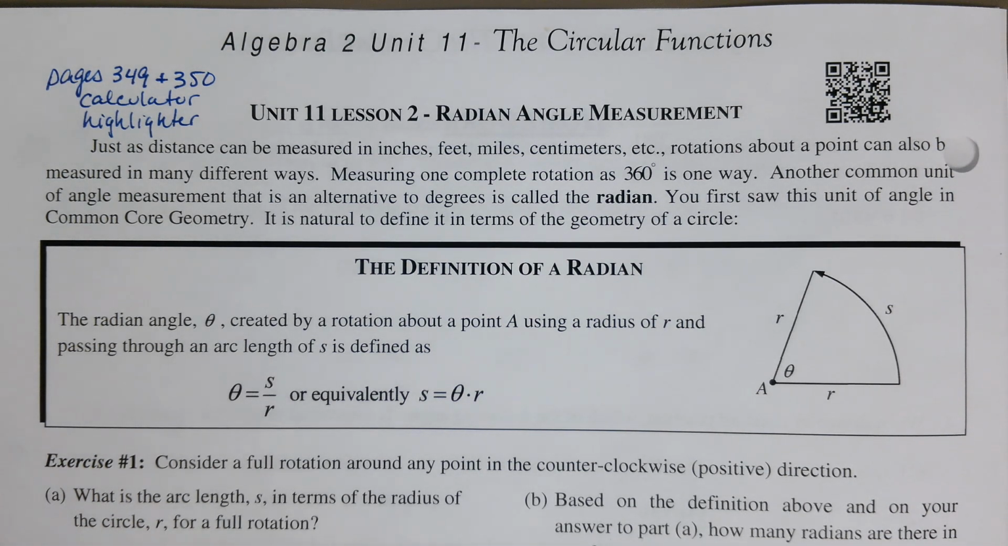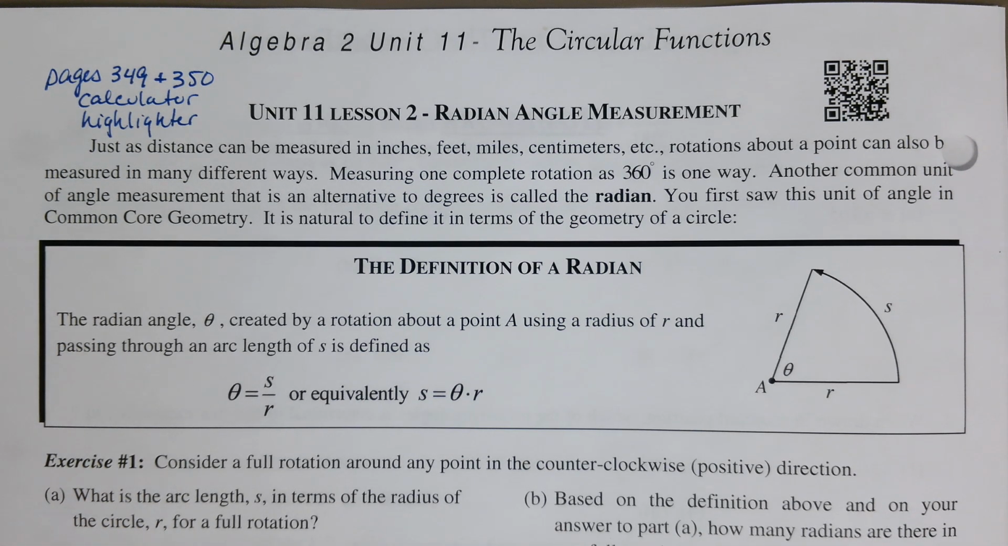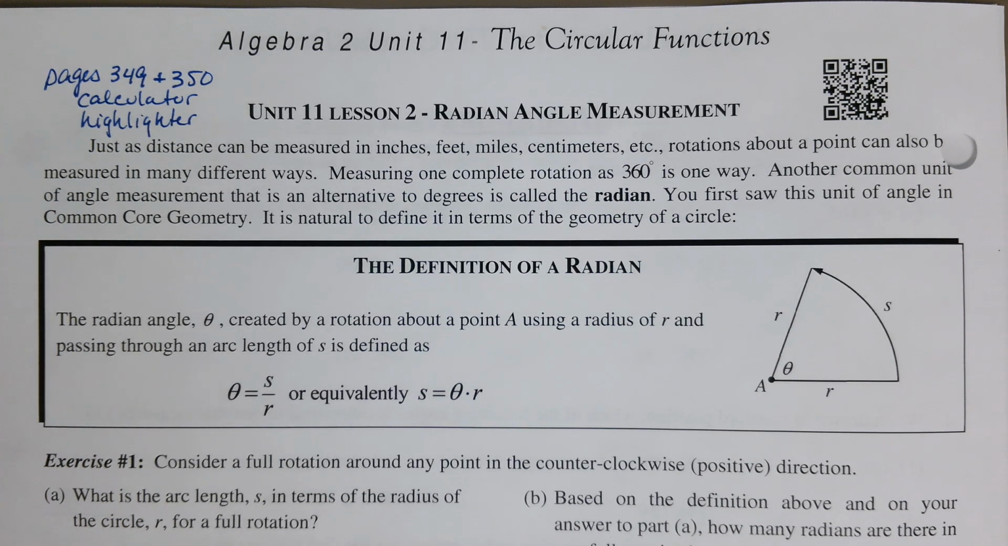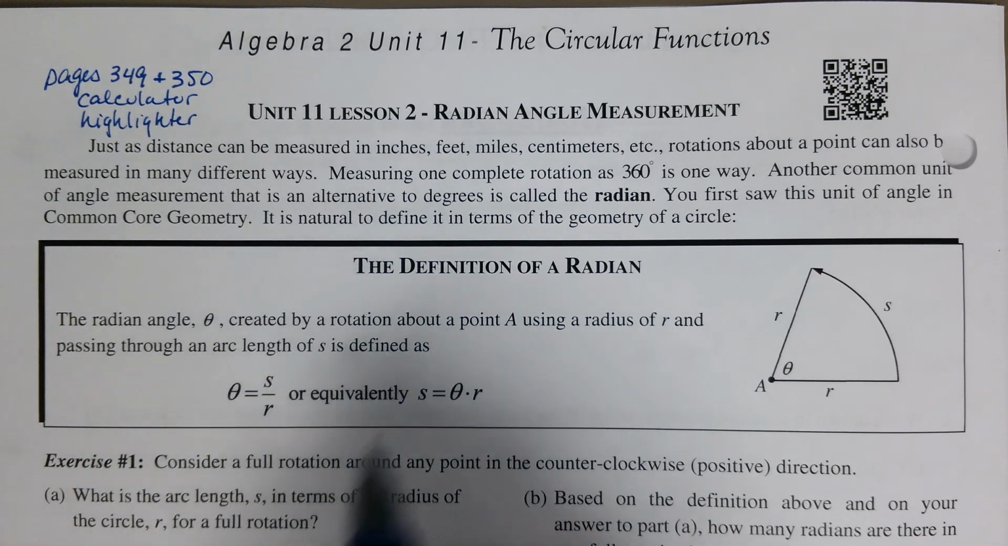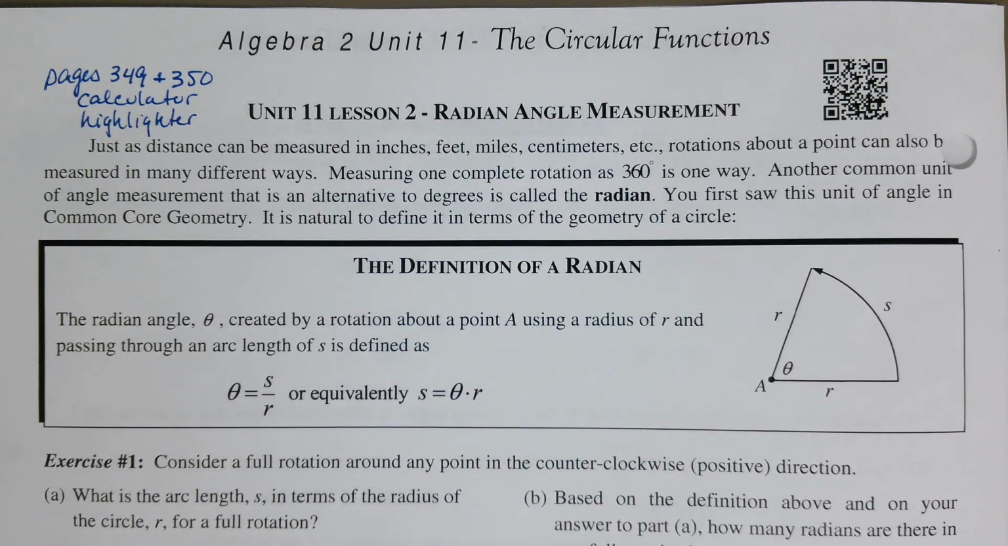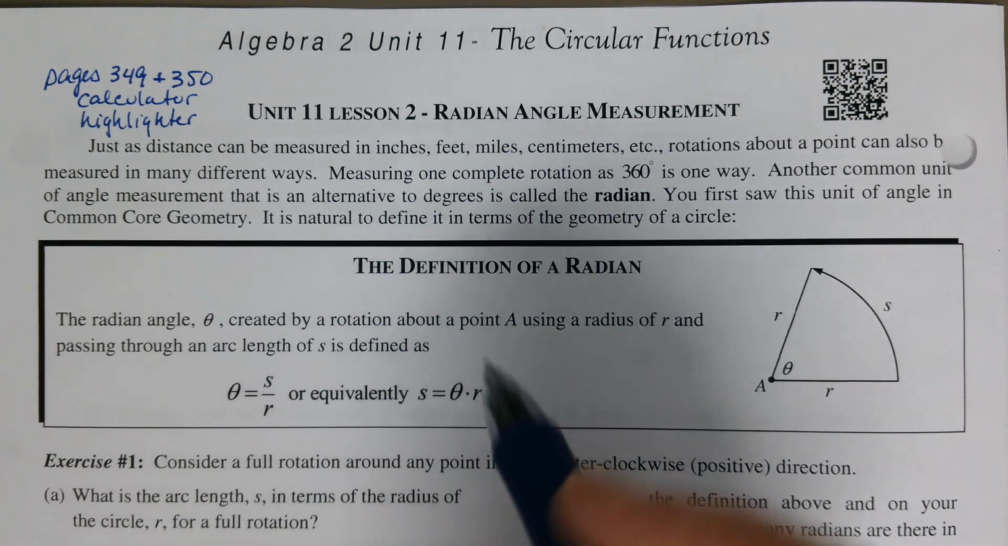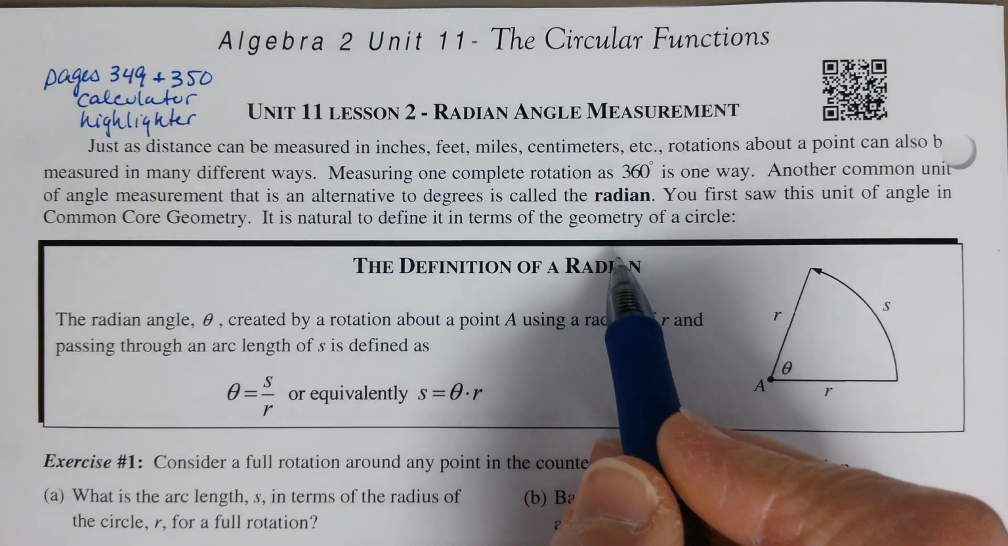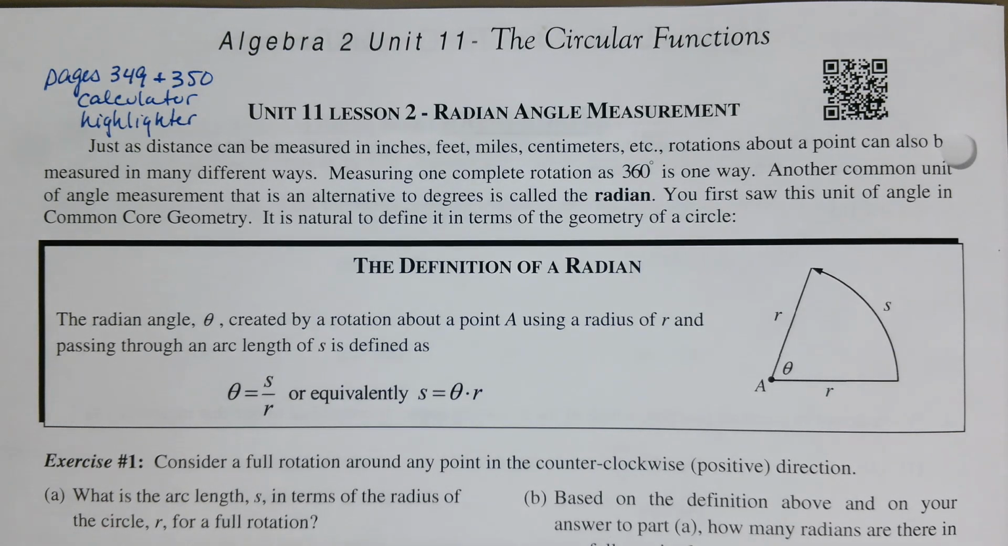In today's lesson on pages 349 and 350, we'll be covering Lesson 2 of Unit 11, Radian Angle Measurement. Just as distance can be measured in inches, feet, miles, centimeters, etc., rotations about a point can also be measured in different ways. Measuring one complete rotation as 360 degrees is one way. Another common unit of angle measurement that is an alternative to degrees is called the radian. You first saw this unit of angle measure in geometry.